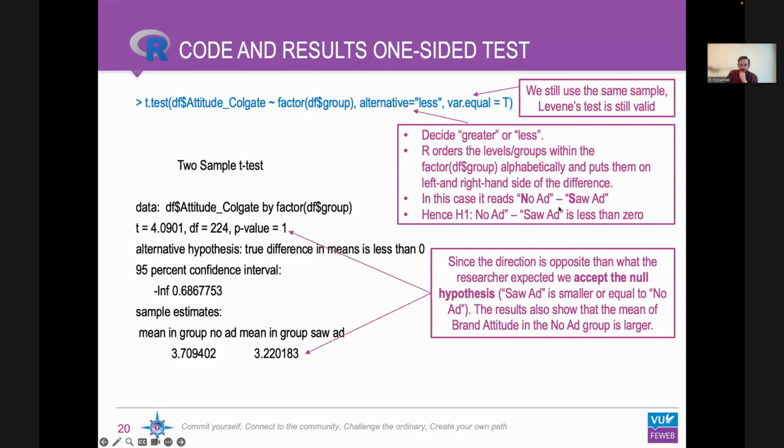Then it will read this noadd minus soadd, okay? Because we look at the differences. So it puts the noadd, the first one alphabetically, on the left-hand side and the second one alphabetically on the right-hand side. Hence, the alternative is then noadd minus soadd is what then 0? It should be less than 0, because if this is less than 0, then we achieve the alternative hypothesis stated here.